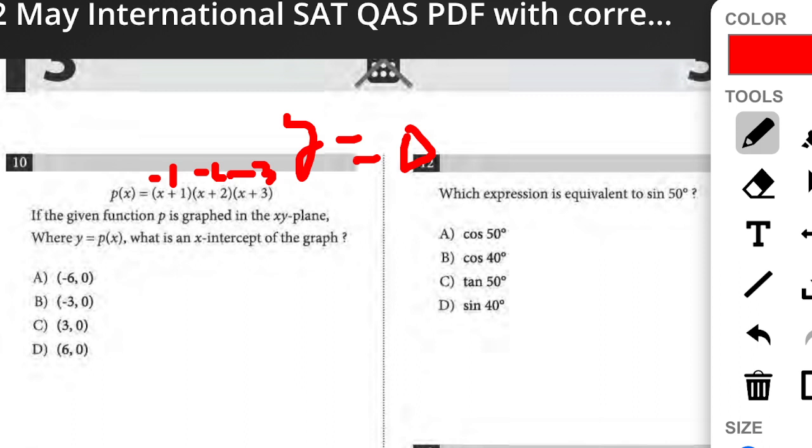So we have 3 x-intercepts, and it looks like it's a cubic function because our highest term will be to the power of 3. Right? So, an x-intercept, well, -1, -2, -3. It looks like -3 is an option, so number 10 is B.